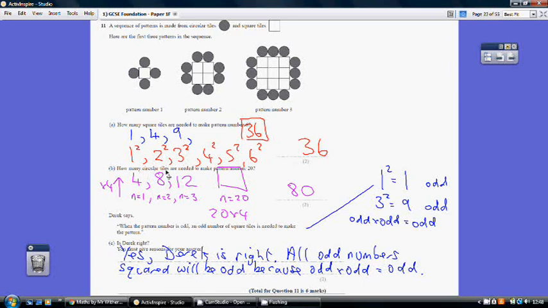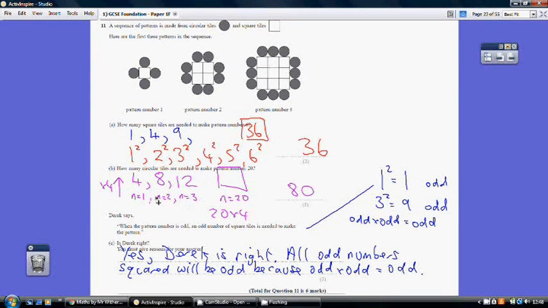Now moving on to the circular tiles, how many circular tiles are needed to make pattern number 20? So let's try and get a relationship between the pattern number and the number of circles. Pattern number 1 has got 4 circles. Pattern number 2 has got 8 circles. Pattern number 3 has got 12 circles.